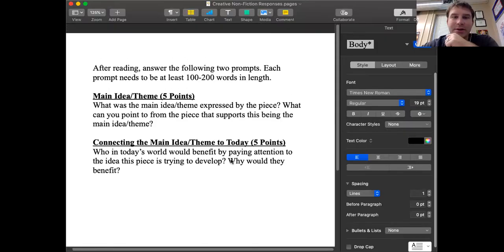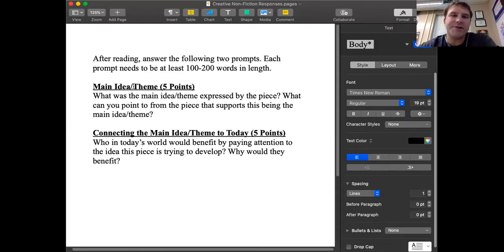So without further ado, here we go. I have 3 pieces that you're going to read. And after you read each of these pieces, you need to answer the following 2 prompts. Each prompt needs to be at least 100 to 200 words in length, so about a paragraph for both of these. If you go over, that's fine. The 100 to 200 words are just there to give you a good ballpark of whether you've written enough to have a nice, fully developed answer.